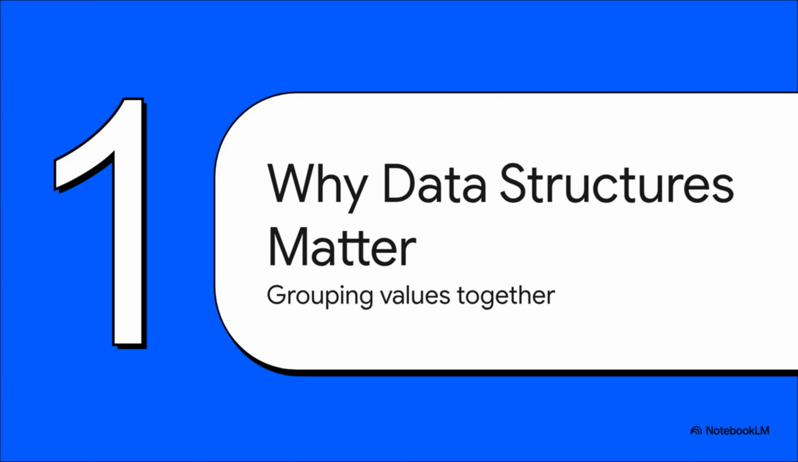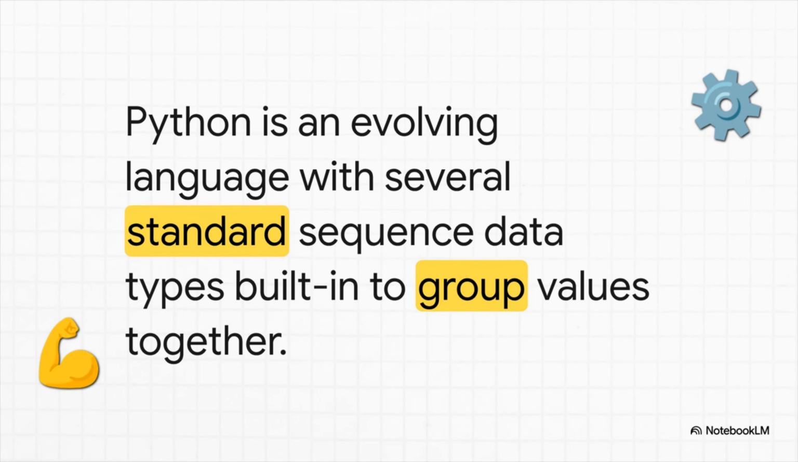Okay, so why do data structures matter? Well, at its very core, it's all about grouping values together. It's so fundamental that the official Python tutorial dedicates all of Chapter 5 to what it calls compound data types. Basically, these tools let you stop juggling a bunch of separate variables and start organizing them into neat, meaningful collections. And these aren't just some optional add-ons. They are baked right into the language itself. Having these standard tools right at your fingertips is a huge part of what makes Python code so often feel clean, so efficient, and surprisingly easy to read.